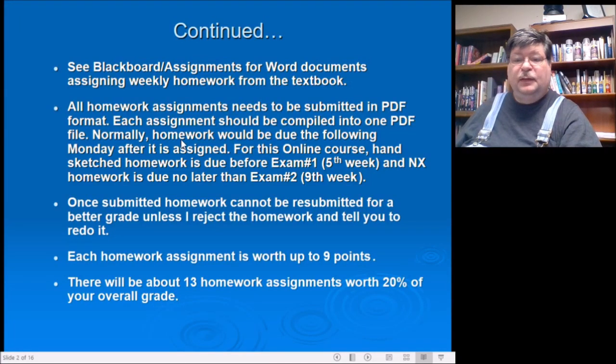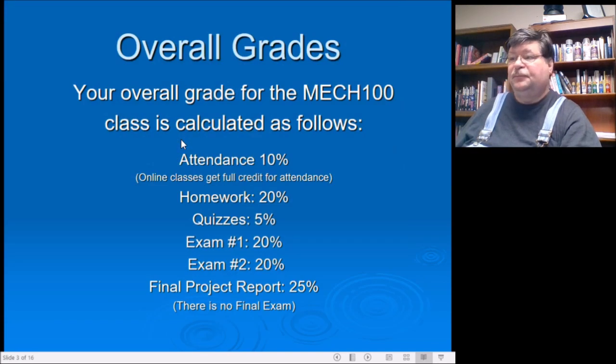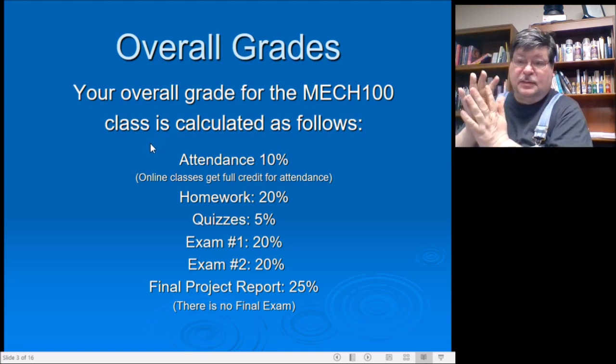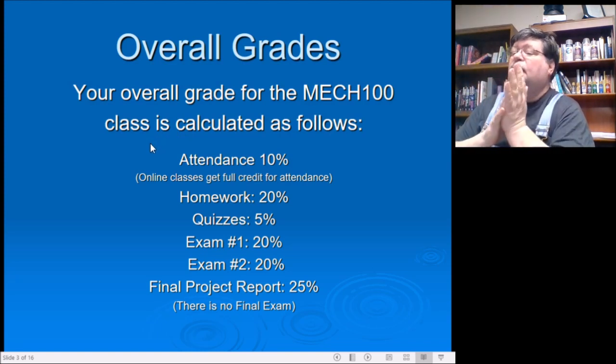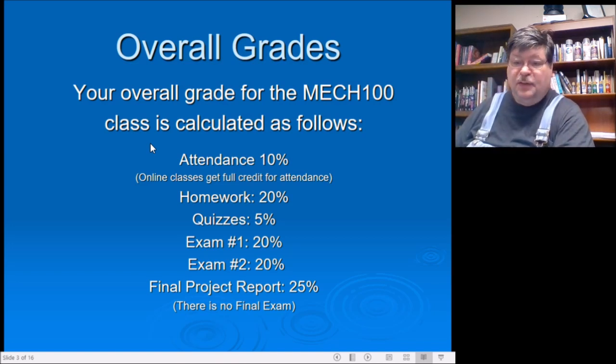Okay, let's continue on with PowerPoint week 1, week 2 slides. Overall grades. So normally attendance is 10%. Since this is an online class, you just get that credit. Homework is 20% of your overall grades.